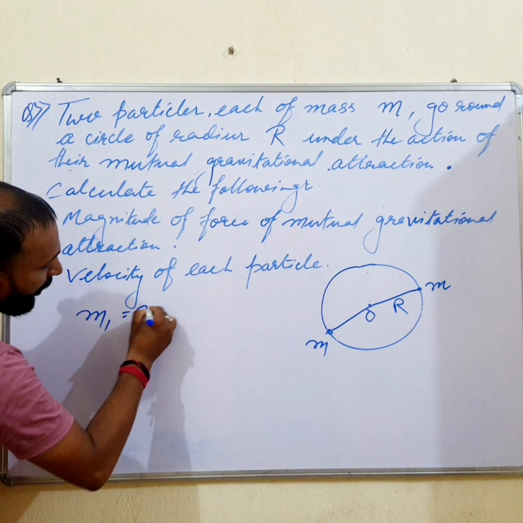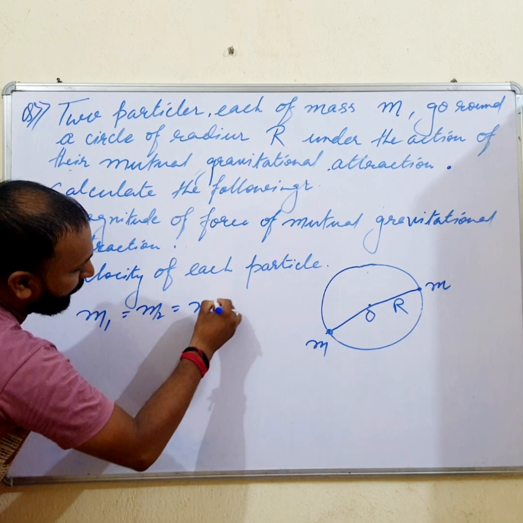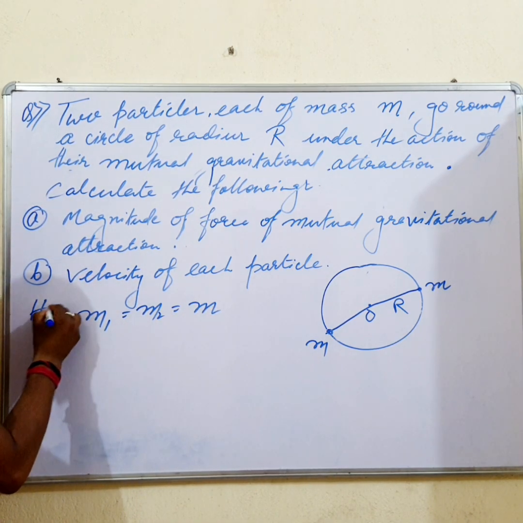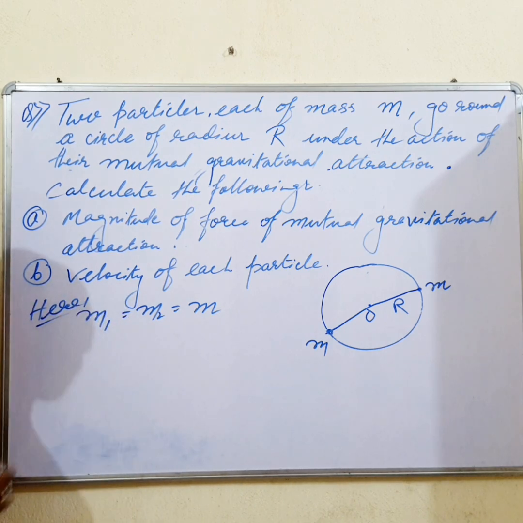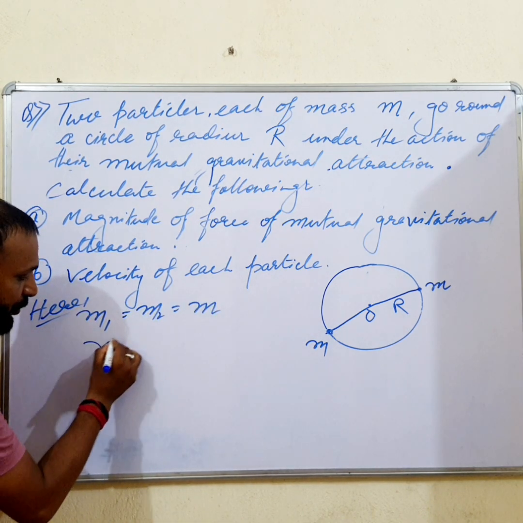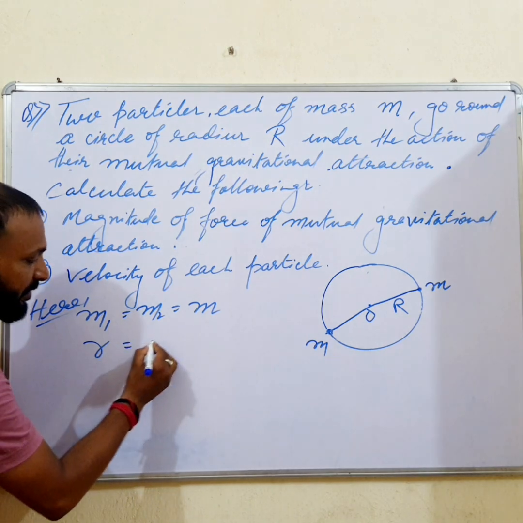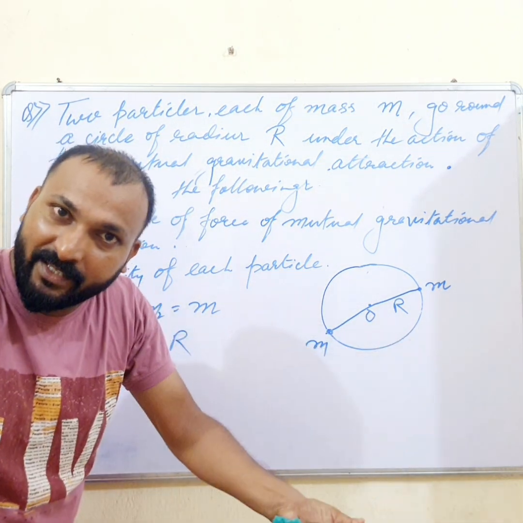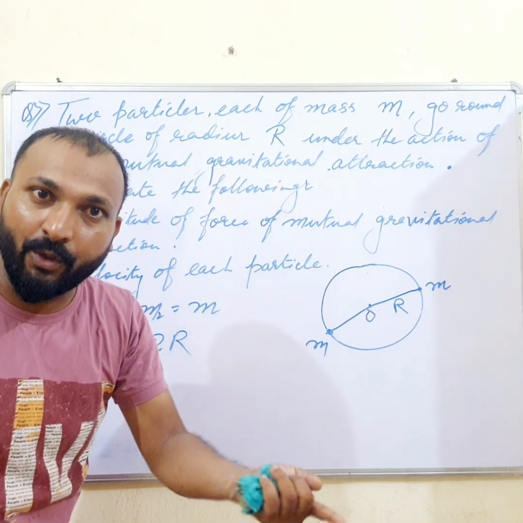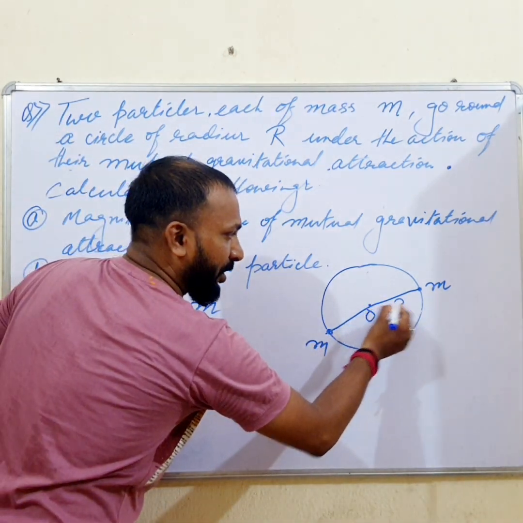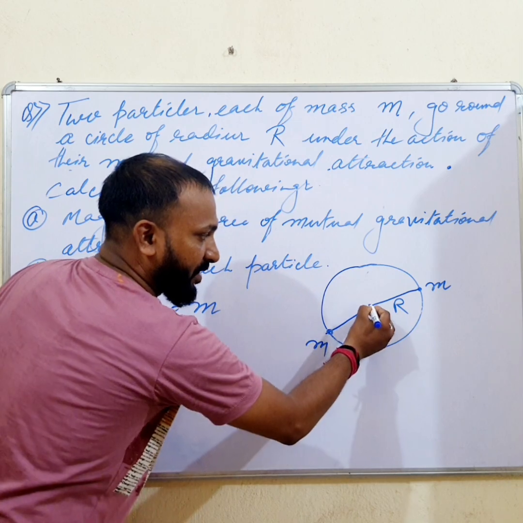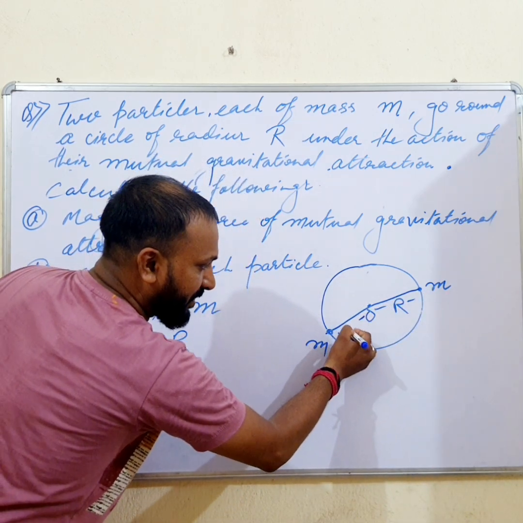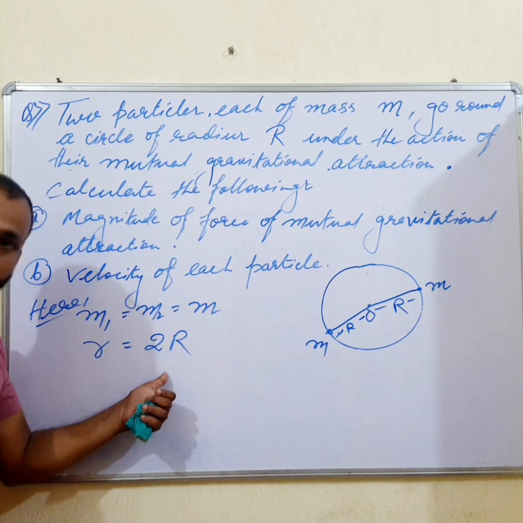m1 equals m2 equals m. After that, the distance between the two bodies, r, is given as 2r, because diameter is equal to 2 into radius. If this object is located at distance r from the center, and this one is also at distance r, then r plus r is 2r.